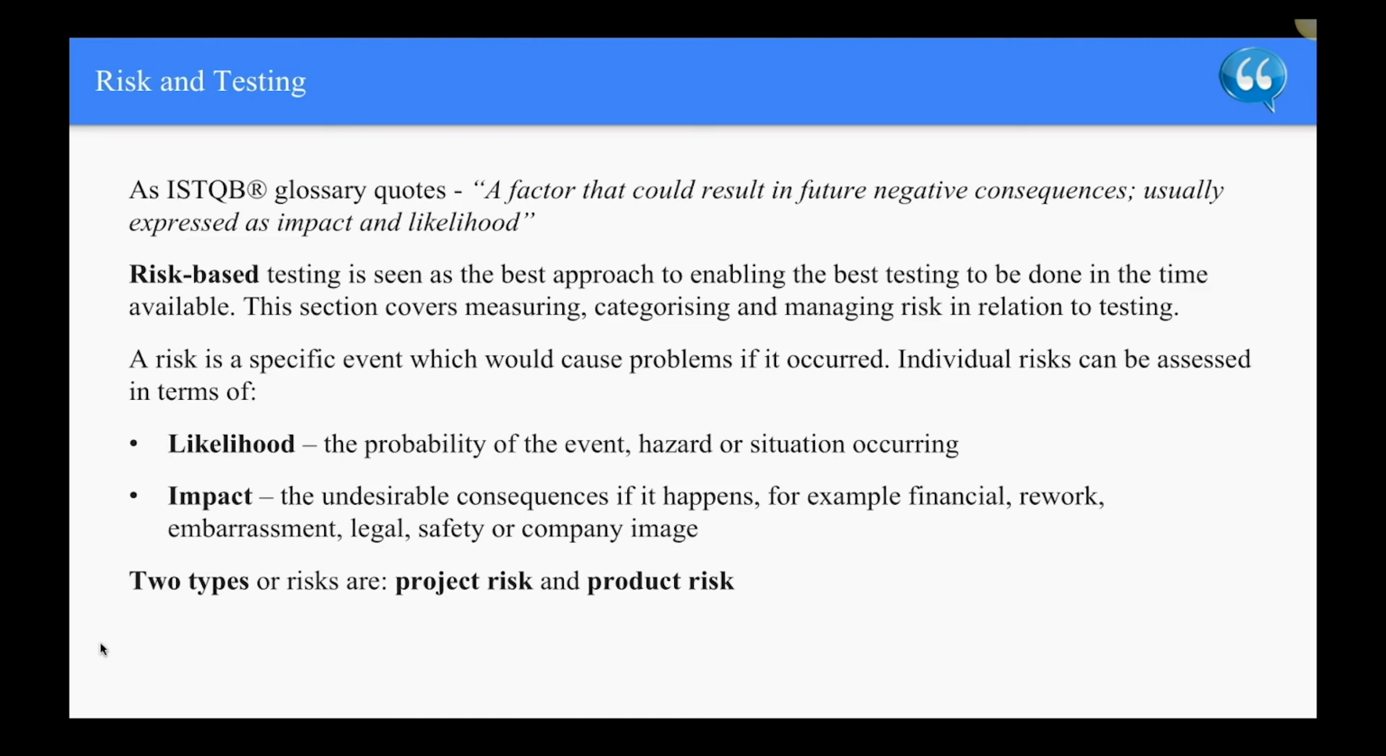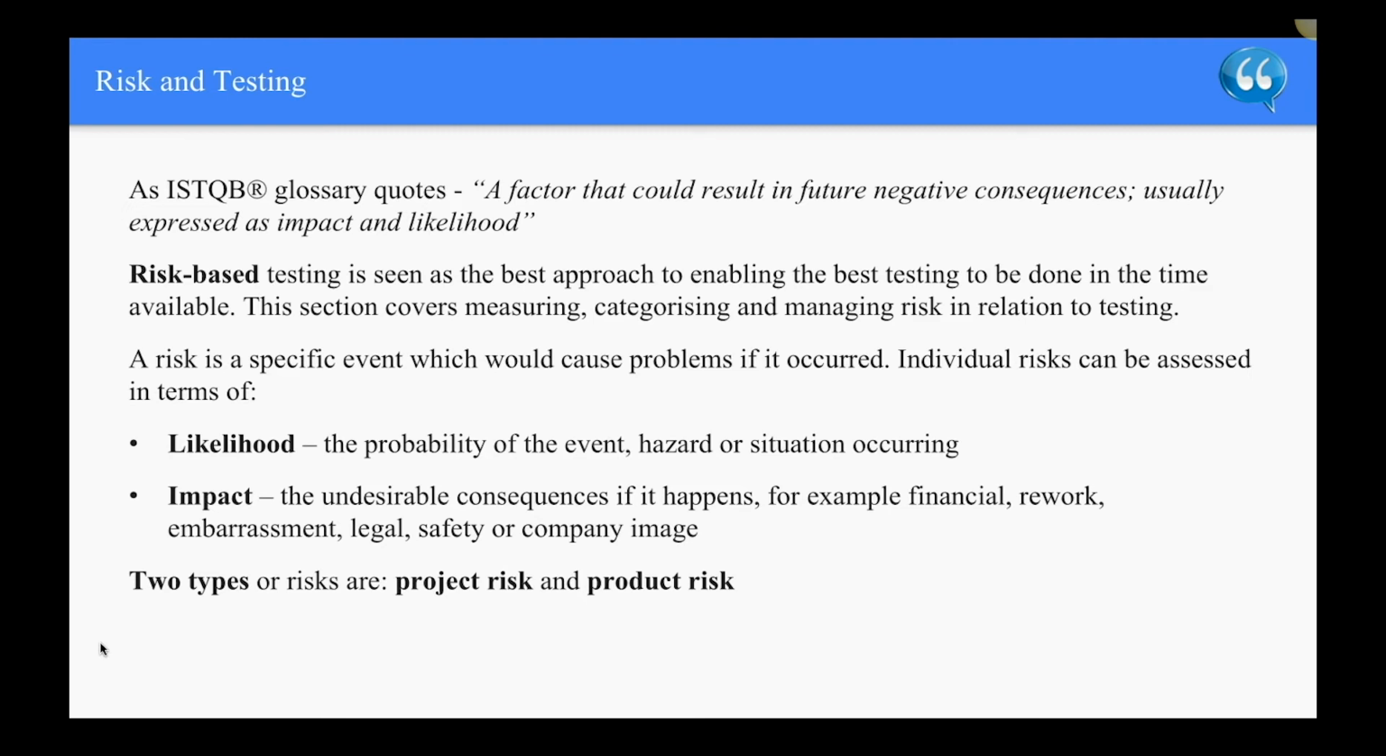So moving on, risk-based testing is seen as the best approach to enabling the best testing to be done in the time available. In this section, we're going to cover measuring, categorizing, and managing risk in relation to testing. So, according to ISTQB, the risk is defined as a factor that could result in future negative consequences, usually expressed as impact and likelihood.